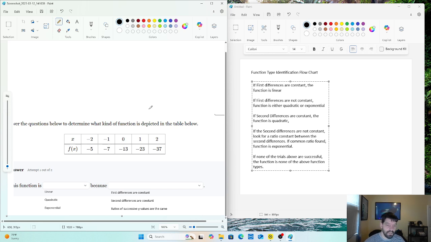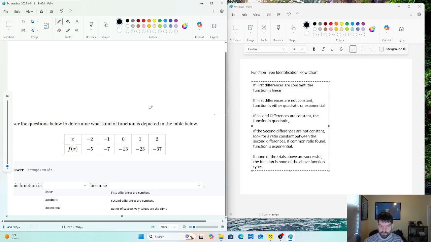So we're given a table of x and f of x values, and we're given two boxes with multiple answer choices, and we are asked to decipher what function is above and why. So the answers for what type of function it is going to be are linear, quadratic, exponential, and none of the above. And the reasons for the second answer box are going to be the first differences are constant, second differences are constant, and the ratios of successive y values are the same, and none of the above. I didn't include none of the above for this particular question because it's not an answer that applies to either one of the correct answer choices for the boxes.